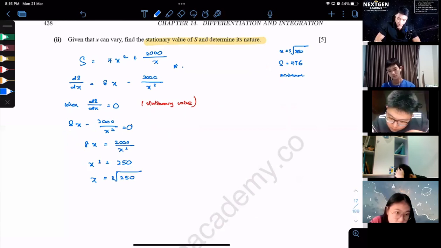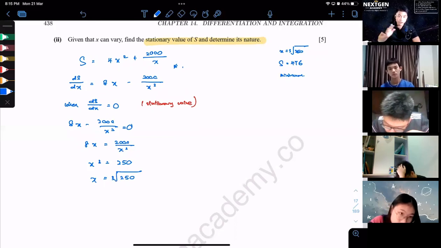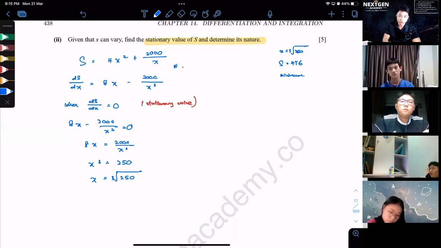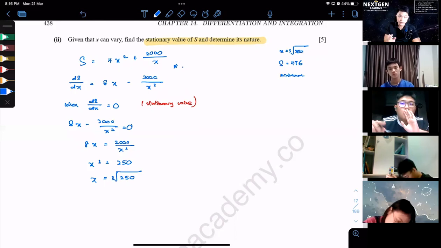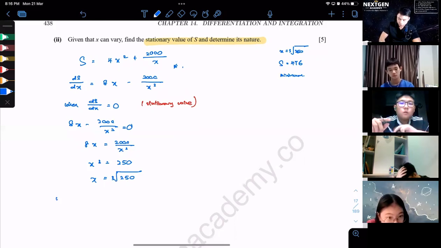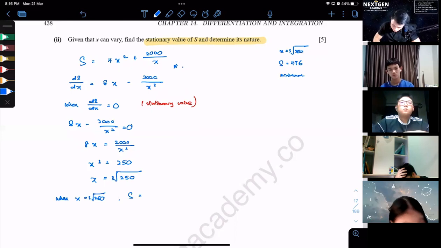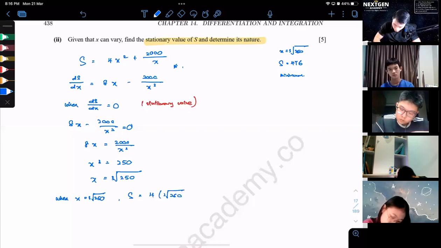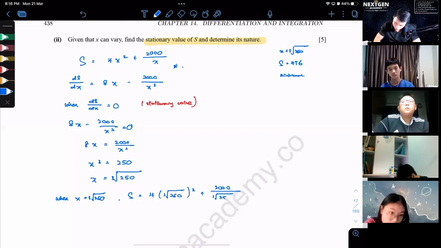Okay, so x is the x of the stationary value of S. We are not finding the X value. They are not asking us to find the X value. They're asking us to find the S value, the stationary value of S, not X. So what I need to do, I need to sub this one into S. So S will be 4 times cube root 250 squared plus 2000 over cube root 250.